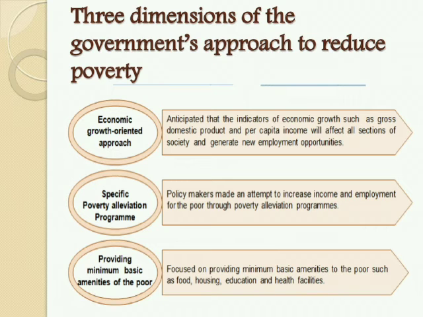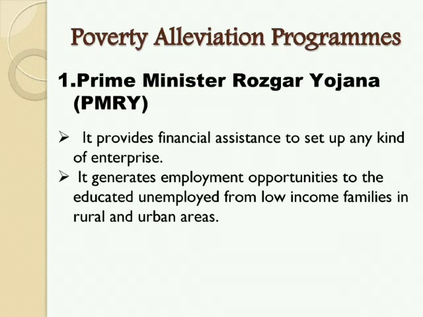The three dimensions of the government approach to reduce poverty. They are economic growth oriented approach, specific poverty alleviation programs, and providing minimum basic amenities to the poor. Now we'll see the poverty alleviation programs. First is Prime Minister Rozgar Yojana.